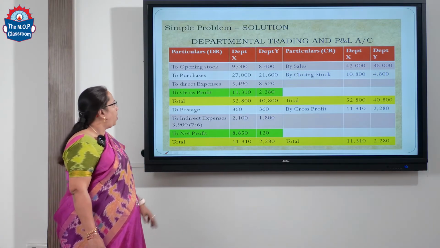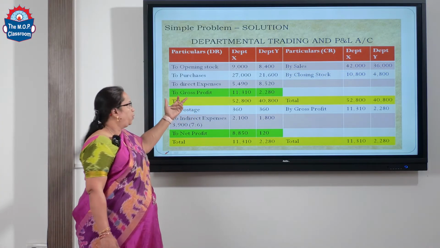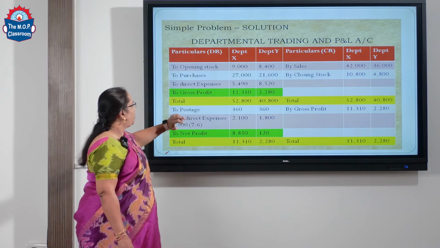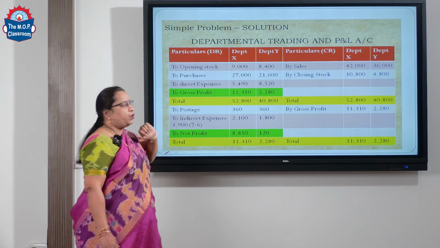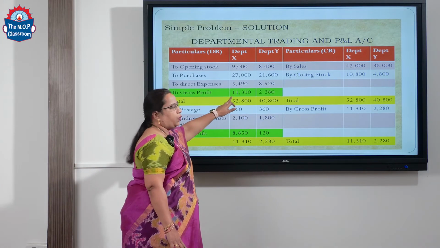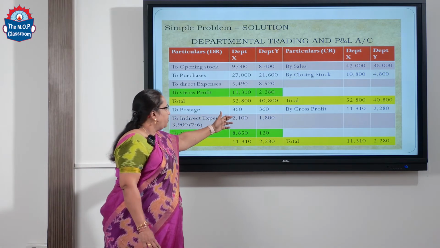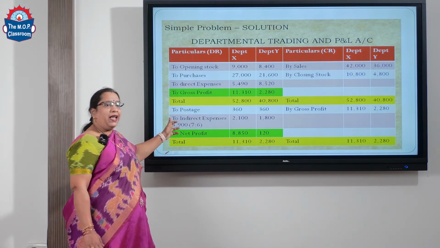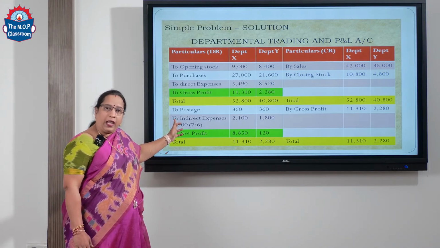First put the trading account: opening stock of departments X and Y individually given, purchases individually given, direct expenses individually given, sales individually given, closing stock individually given. When you do it individually, you will get the gross profit. Bring down the gross profit, postage is individually given. Only indirect expense is given as a joint expense. So how do you allocate?